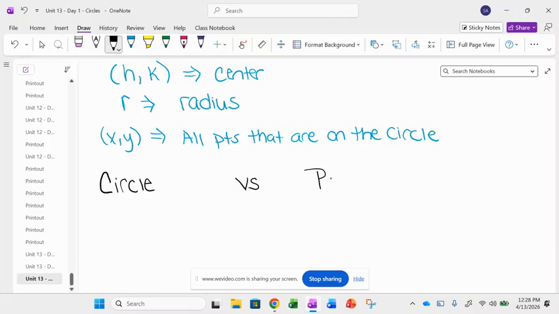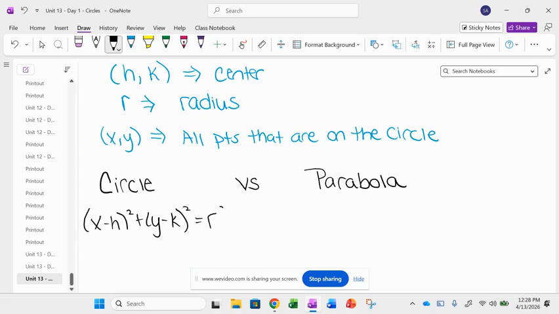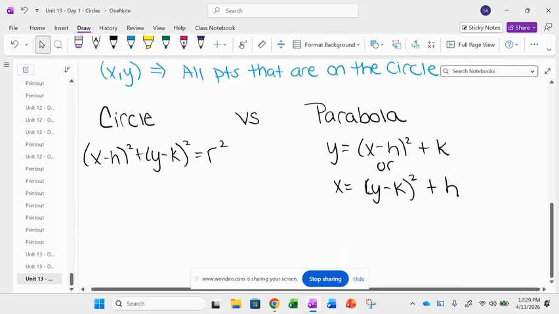So now we're going to talk about a circle versus a parabola. So the equation of a circle is x minus h squared plus y minus k squared equals r squared. And a parabola is either y equals the quantity of x minus h squared plus k, or x equals y minus k squared plus h. Do we agree? Those are the equations, or the formulas, I should say, we know.